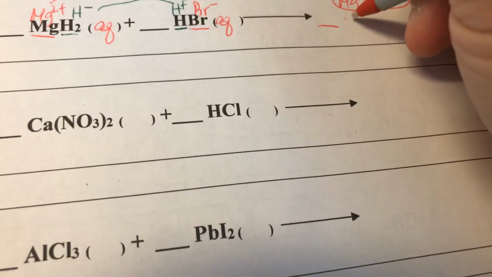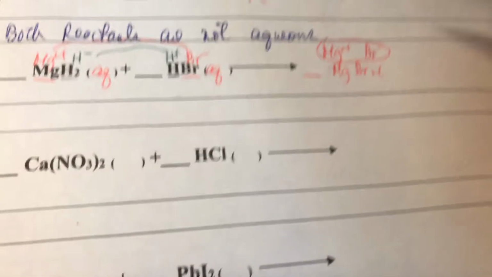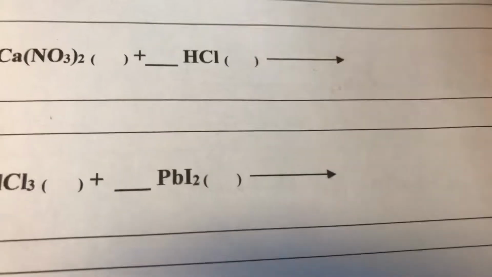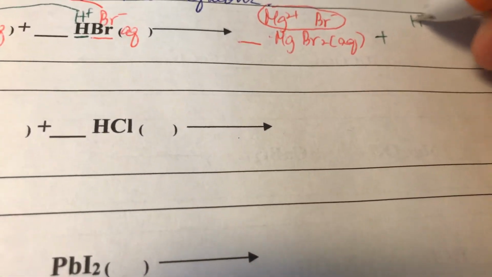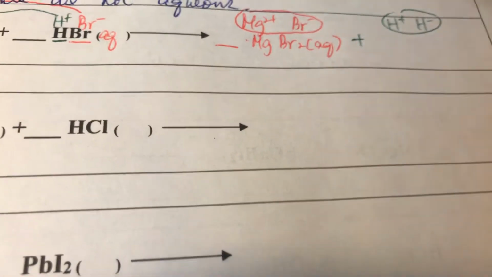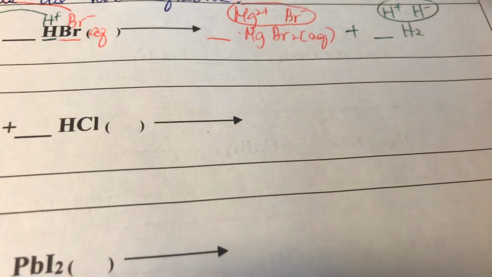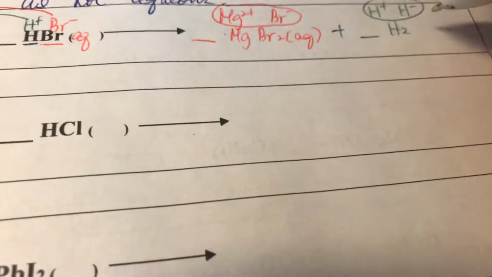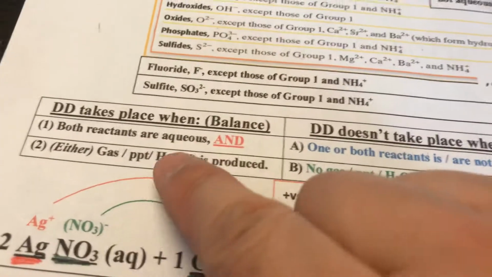Okay, so then we can go ahead to crossover. We get the coefficient and then MgBr2. And if I check the solubility, I know that this is aqueous. Okay, and then the next thing is the H minus, H plus. So we have to rearrange them. The plus goes first. When we rearrange them, we find out this is H2. And H2, you know that H2 is diatomic, so it must always be gas. Okay, now you can see that the double displacement takes place. Yes, because number one, both reactants are aqueous. And then number two, I can have gas produced. My gas is H2. So this reaction takes place.